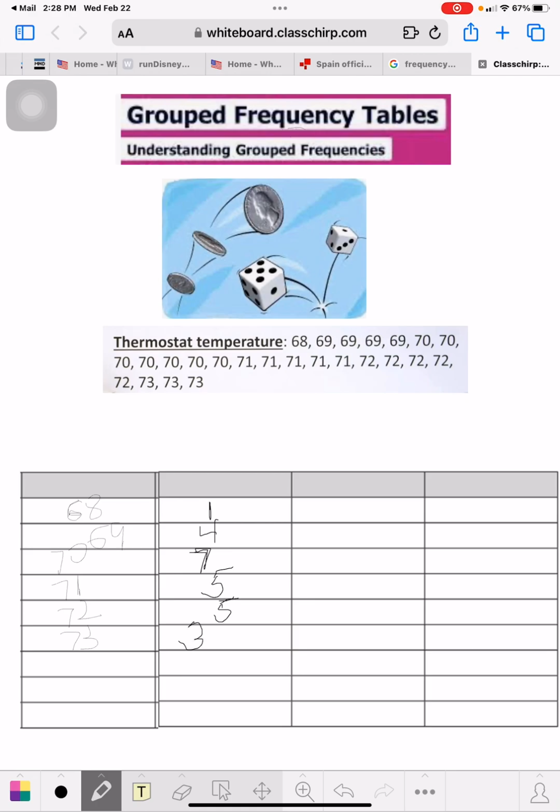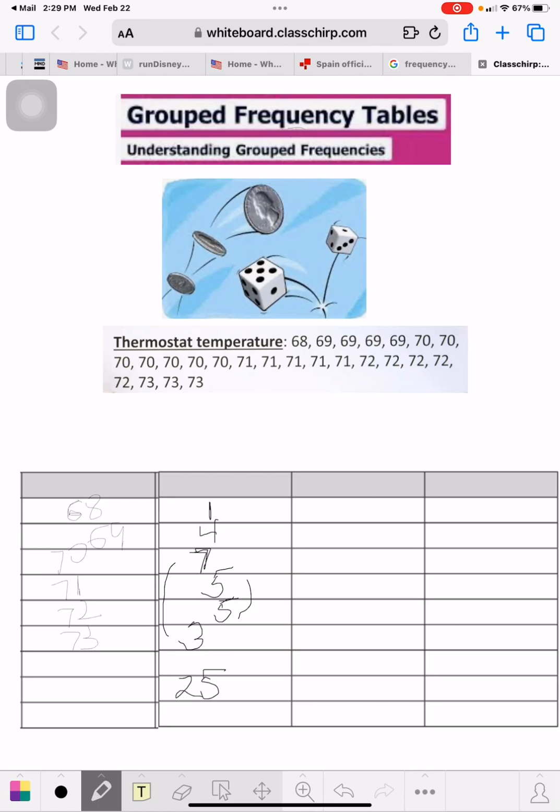Now let's add these together. Quick math tells me I got a 10 there, and these two make a 10. That's 20 and 5, so it's going to be 25 as the total samples. We got 25 people in there.